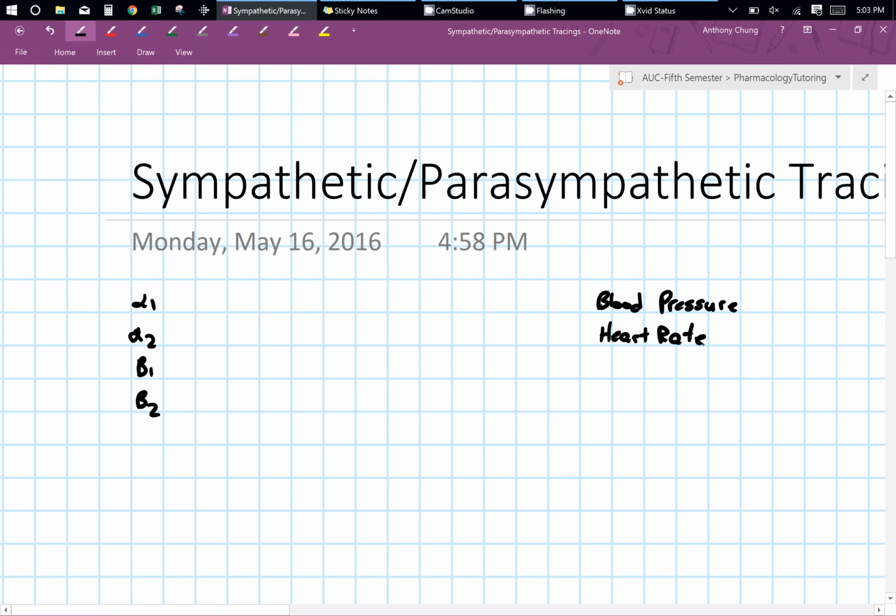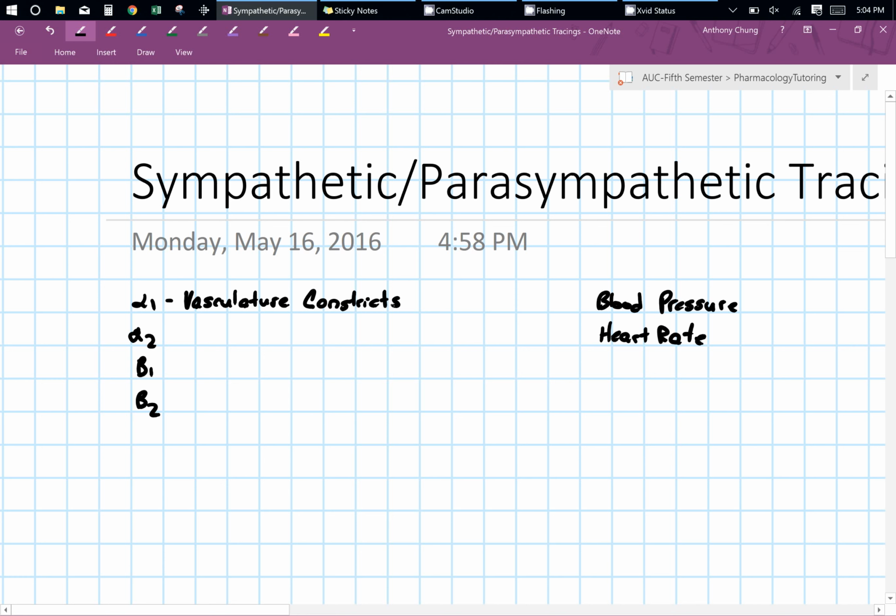So as we know already from physio, alpha 1, alpha 2, beta 1, beta 2 all do different things to blood pressure. So let's just break this down first, because you can predict what epinephrine and norepinephrine do later. Alpha 1, what does that do to blood pressure? Increase. Why? It vasoconstricts. So first thing, you have to know that for the vasculature, it vasoconstricts.